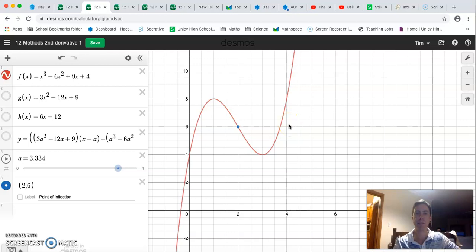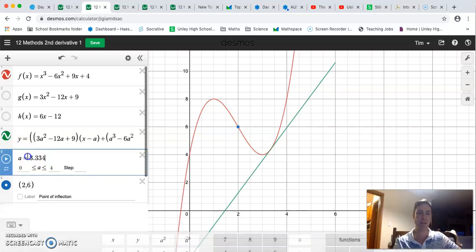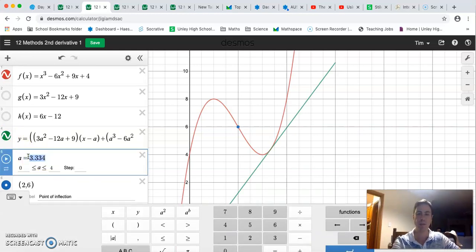Now, what I've done is introduce a tangent equation, just using the formula from your book, right? So the derivative of our function times the change in x plus the function value, right? f of x at point a, and I've set a to range between 0 and 4.